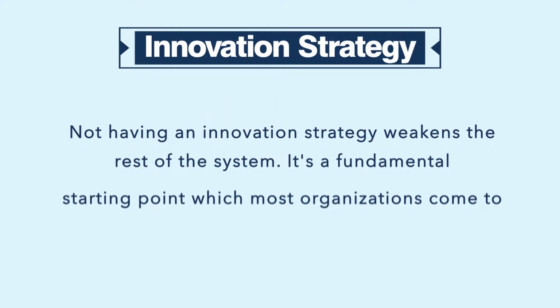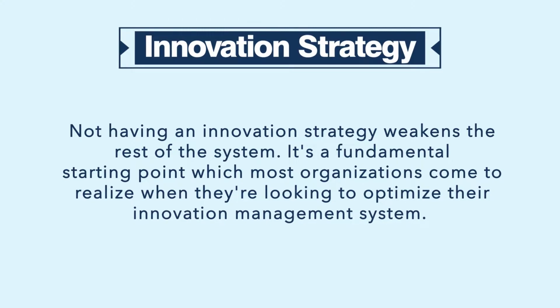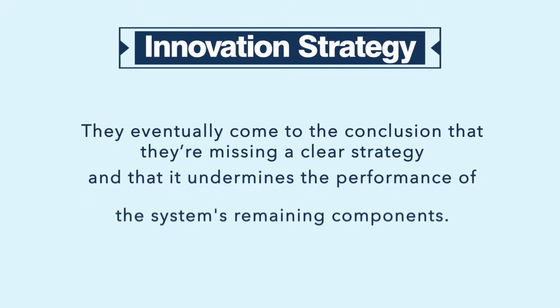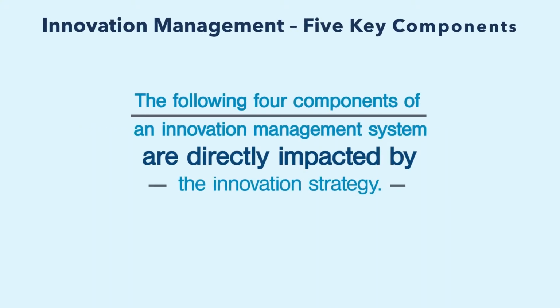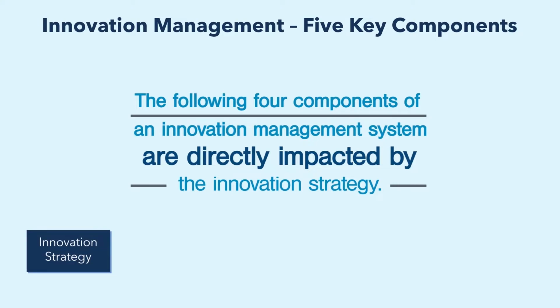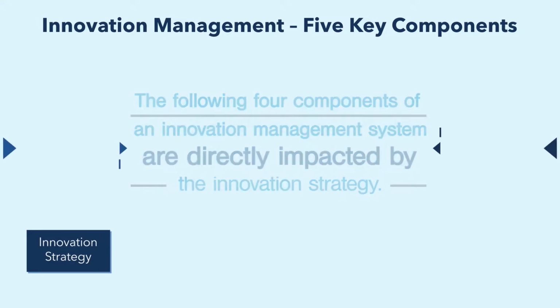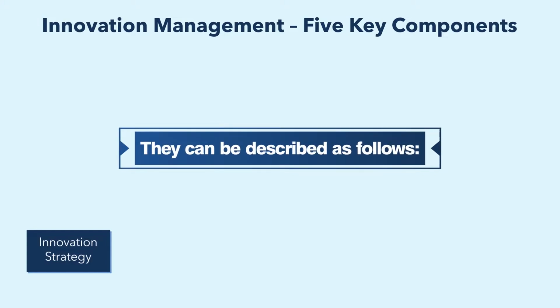Not having an innovation strategy weakens the rest of the system. It's a fundamental starting point which most companies come to realize when they're looking to optimize their innovation management system. They eventually come to the conclusion that they're missing a clear strategy and that it undermines the performance of the system's remaining components. The following 4 components of an innovation management system are directly impacted by the innovation strategy. They can be described as follows.